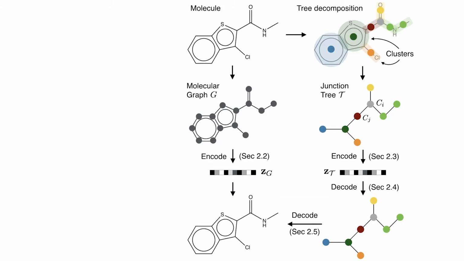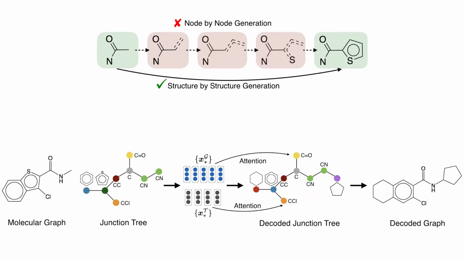Now let's talk about junction tree variational autoencoders. In this type of variational autoencoder, each molecule is treated as a tree with each node corresponding to a functional group, ring or atom. So this method is better than treating a molecule as a graph, because if we consider a functional group as a node compared to an atom, we can avoid intermediate invalid molecule generation, as you can see in this image.